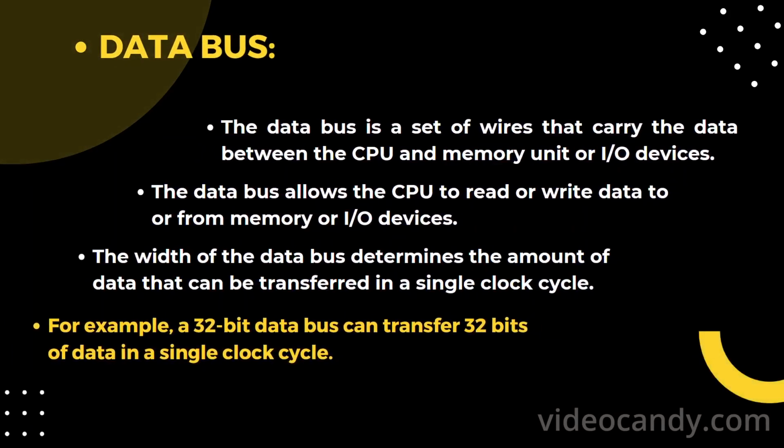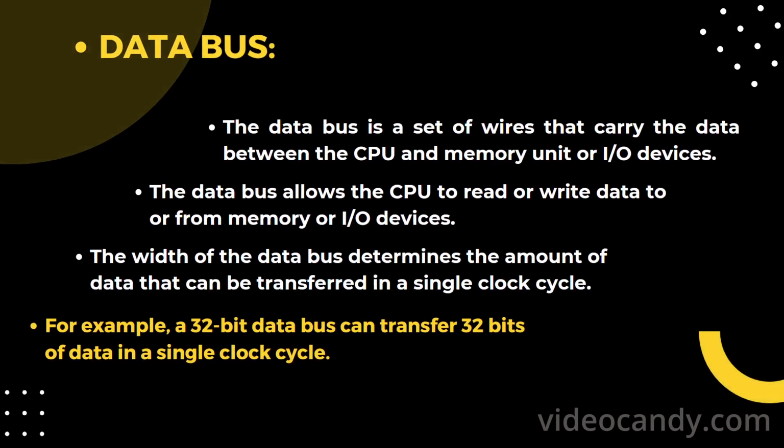Data bus. The data bus is a set of wires that carry the data between the CPU and the memory unit or input-output device. The data bus allows the CPU to read or write data to or from memory or an input-output device. The width of the data bus determines the amount of data that can be transferred in a single clock cycle. For example, a 32-bit bus can transfer 32 bits of data in a single clock cycle.